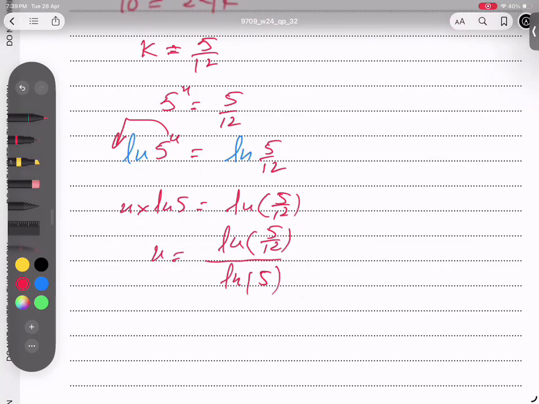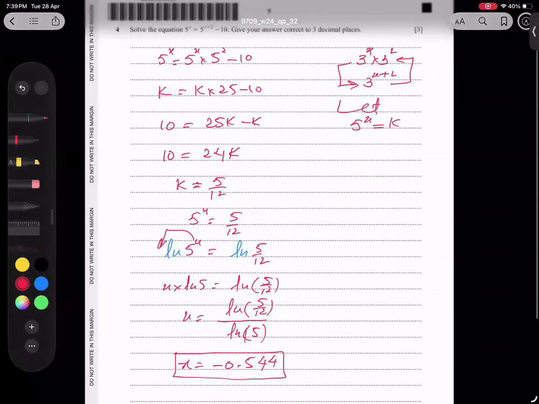And when I type it in the calculator, students, in the fraction, log of 5 divided by 12, in the denominator we have log 5. And the answer is coming, x is equal to negative 0.5439. Let me check again. 5, 4, 3, 9, basically. Yes, correct. So this is done now. Alhamdulillah Rabbil Alameen. The concept is clear.